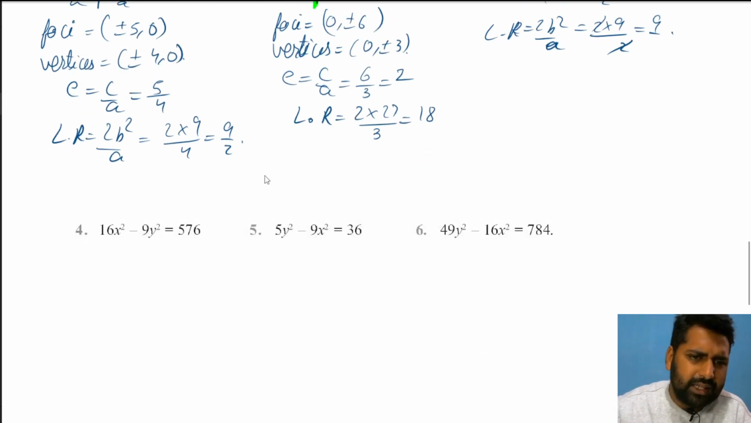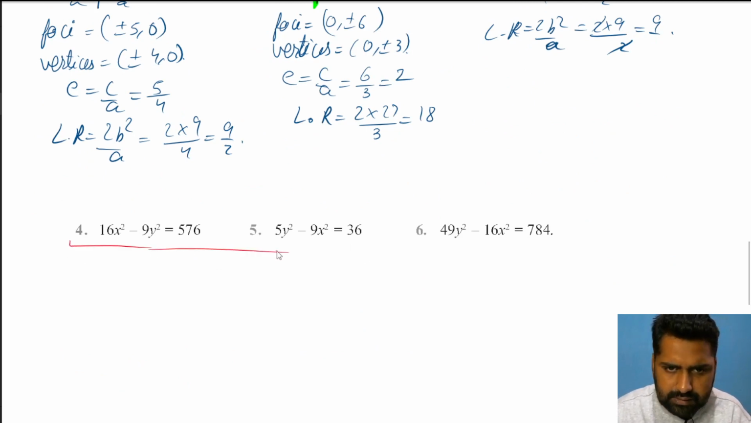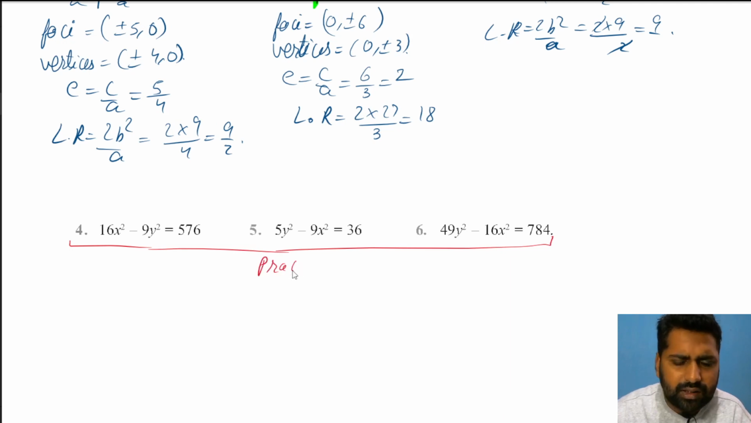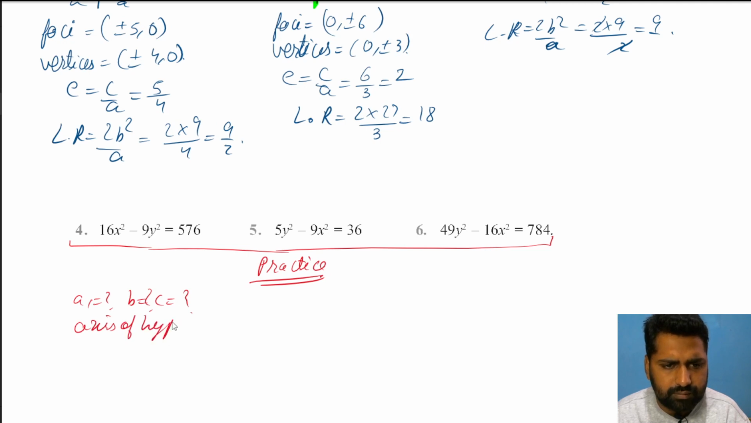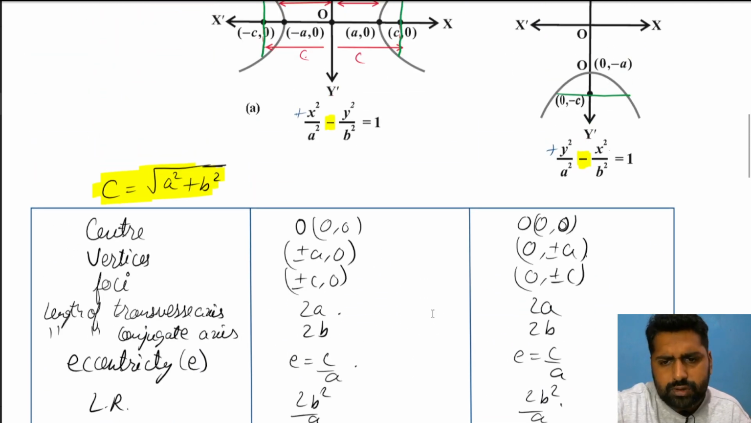The remaining 3 questions, I think I can give you as practice. Same idea, nothing new in it. Get the right side as one, then identify what's your A, what's your B, and on which axis it is. So the idea is A is equal to, B is equal to, C is equal to, and the axis of the hyperbola on which it is drawn. That's it. If you can identify this, you can answer everything. No need to learn this table as such. Don't learn it by heart.